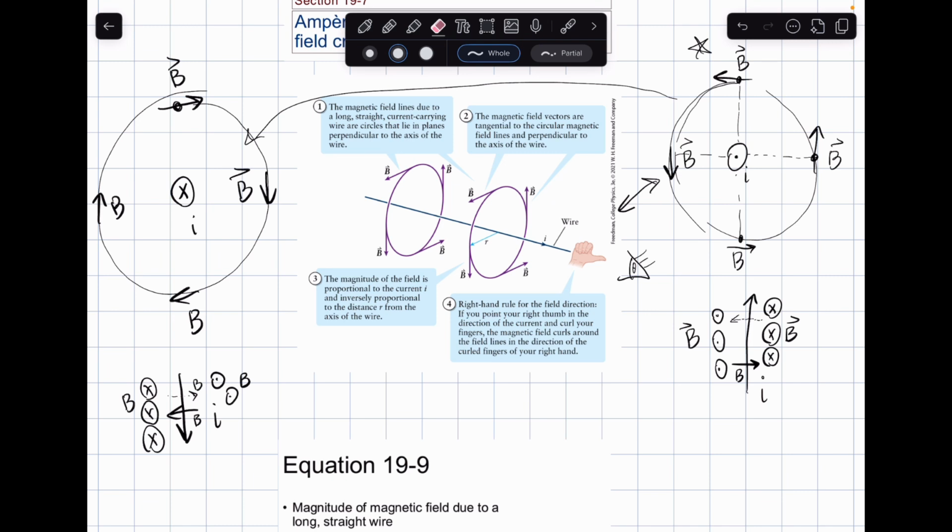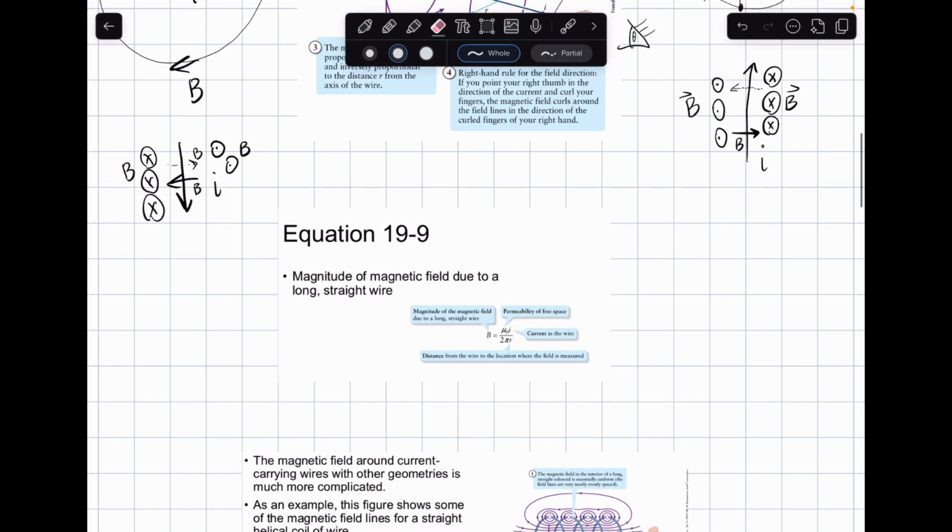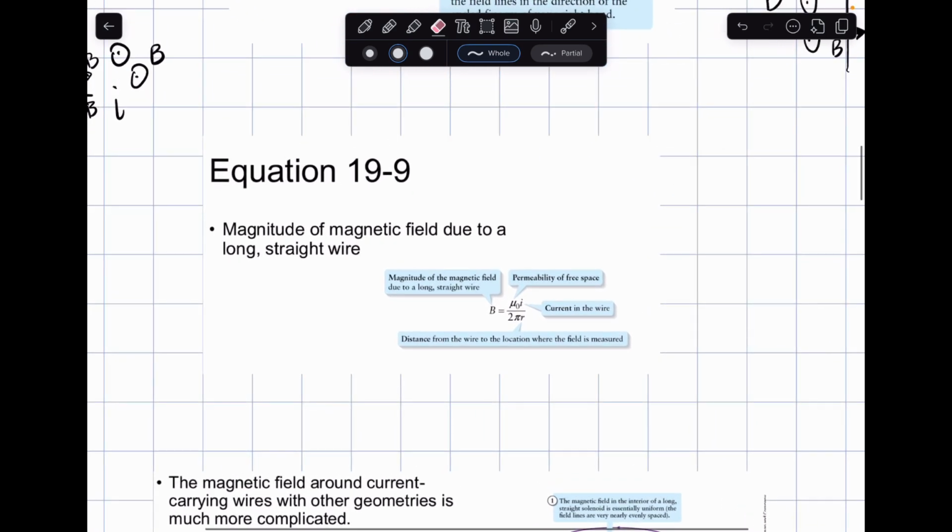So what about the magnitude? What's the magnitude of this magnetic field? Well, the farther away you get from the current, the magnetic field is going to decrease, in the same way that the electric field decreased the farther away we got from a charge. And so the equation for the magnitude of the magnetic field is going to be mu naught times the current divided by 2 pi r, where r is the distance from the wire to where the field is being measured.